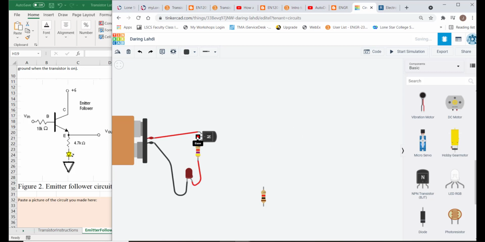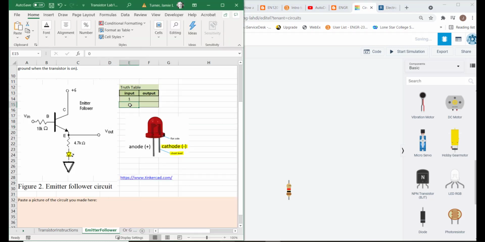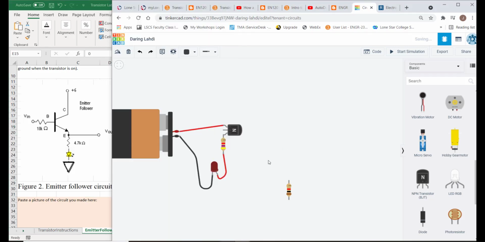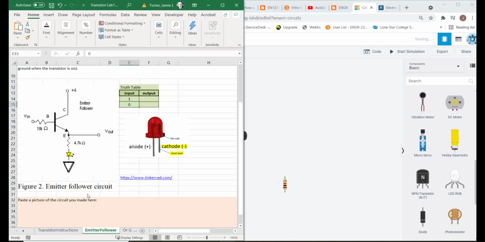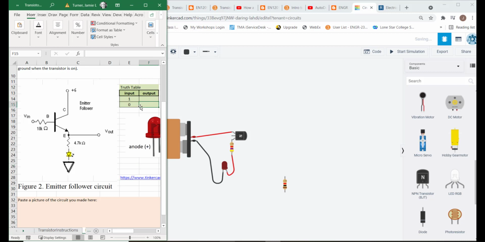So we'll say that this is the ground side of our circuit. Now, if there's nothing coming into the base, if I start this simulation right now, the LED is not turning on. So that means the current is not able to flow from the collector to the emitter. And what that means in terms of our truth table over here is that if I have a 0 coming in to my base, I have 0 going out to my output.